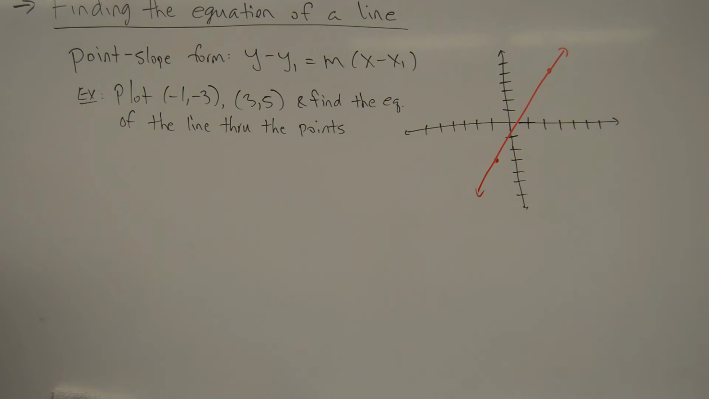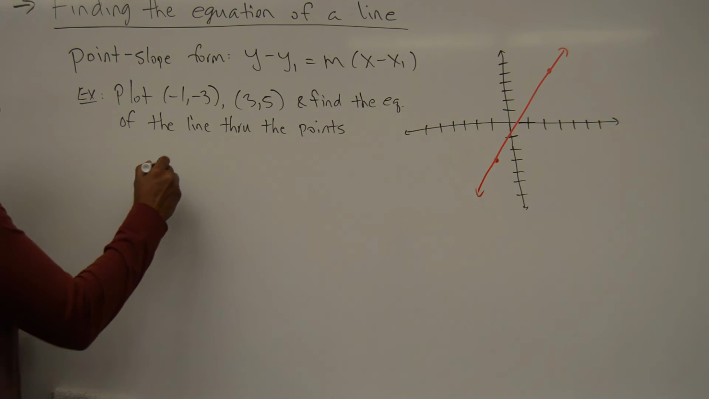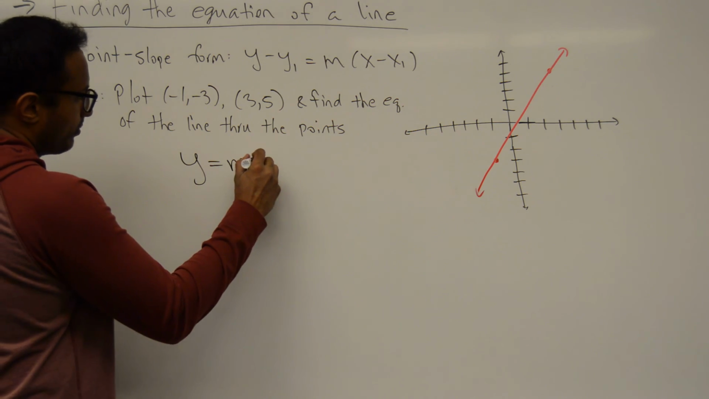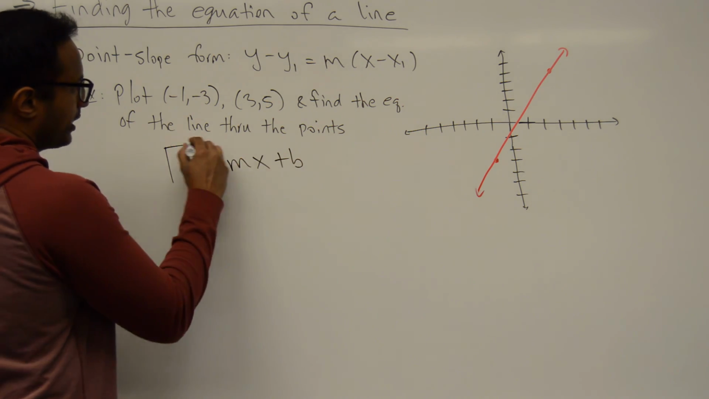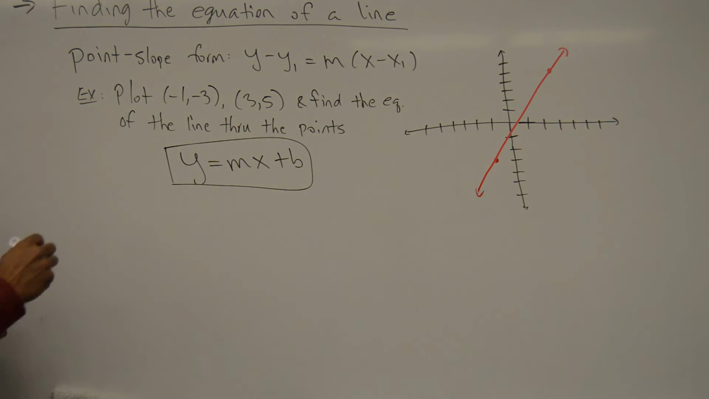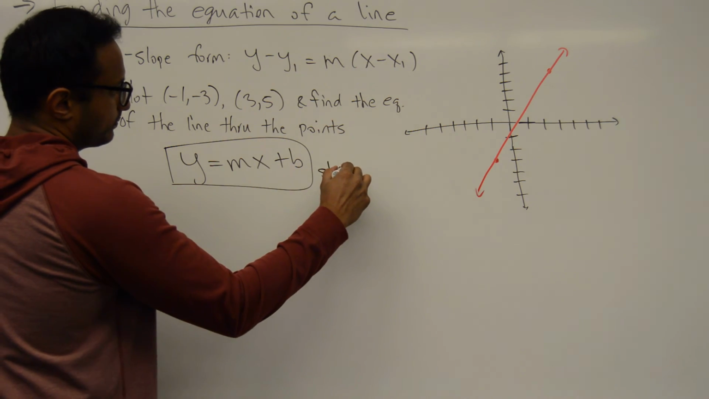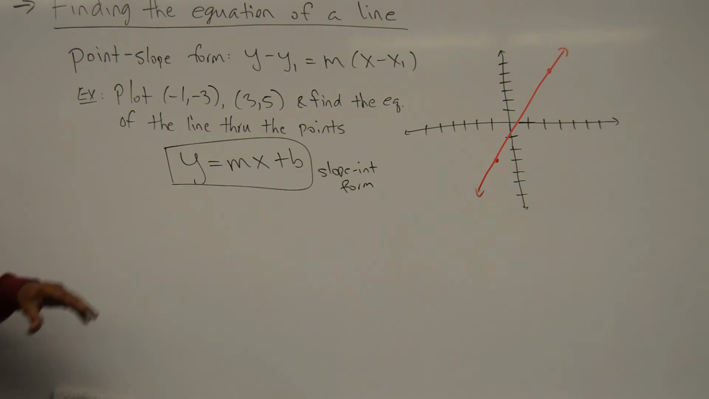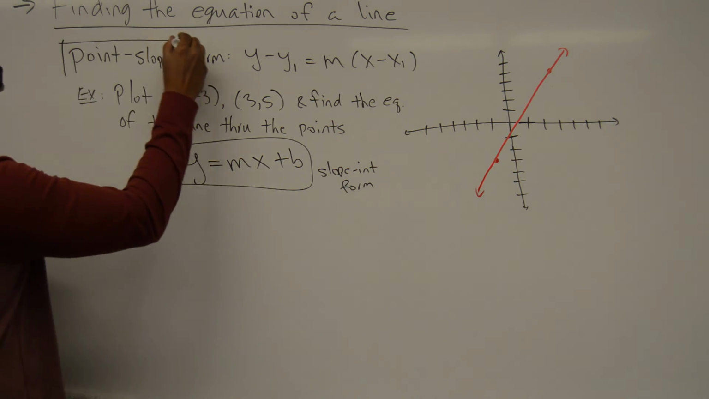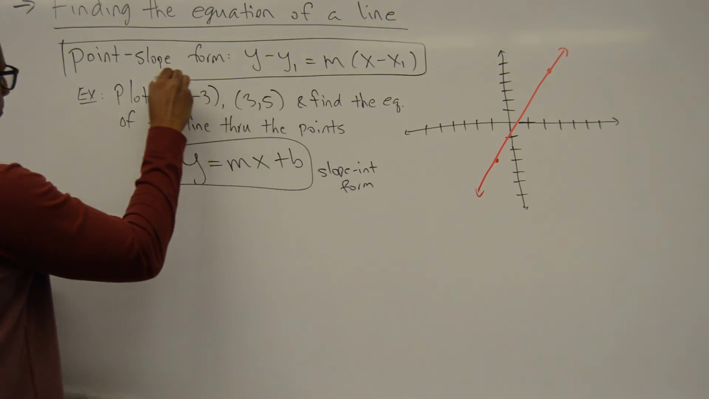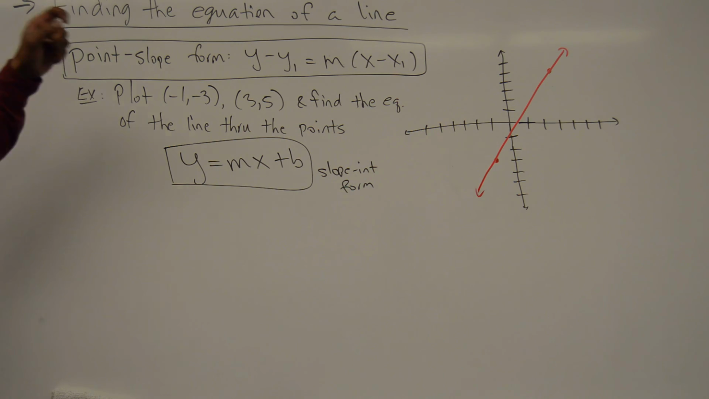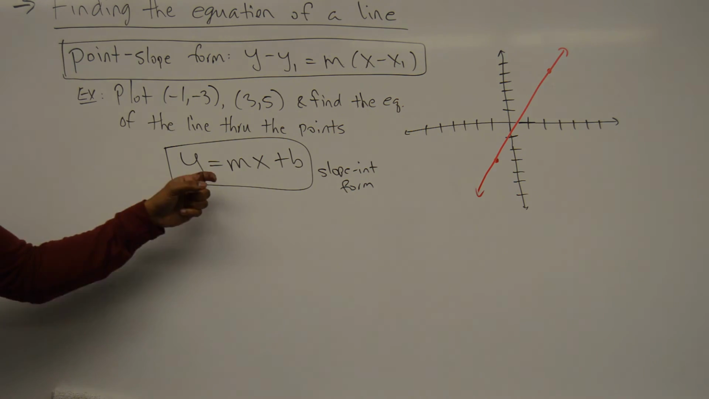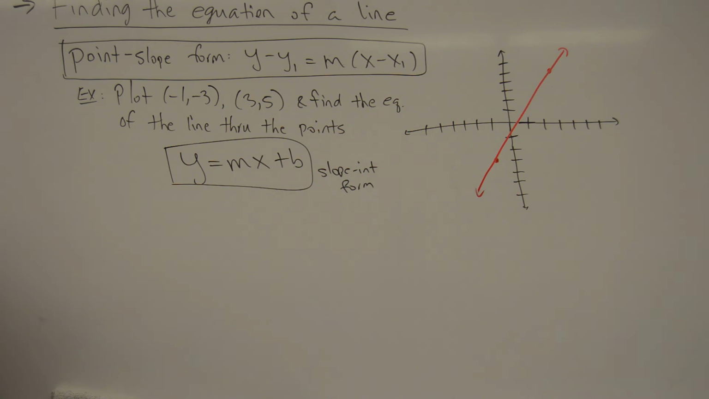So, just as a quick refresher, the equation of a line, we want to write this in slope-intercept form. So you want it in this form, y equals mx plus b. Okay, this is the slope-intercept form. But to get it in this form, anytime the directions are find the equation of a line, you start with this form, which is called the point-slope form. You start with the point-slope form, and that helps you find the equation of the line in slope-intercept form.